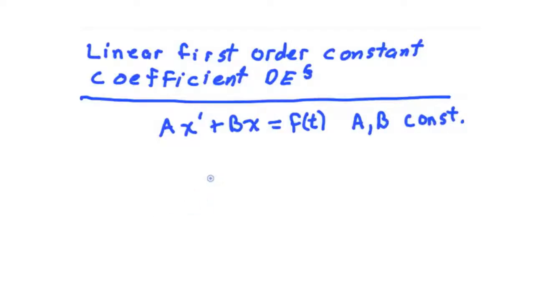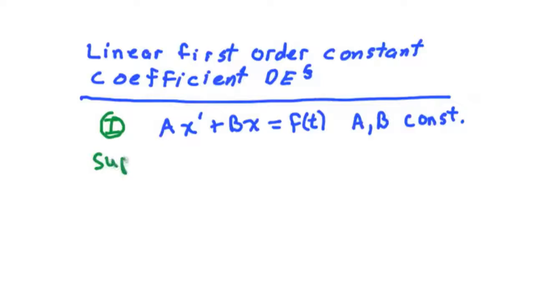Let's be clear what we're trying to do here. f of t will always be some known function, like e to the 2t or cosine of t. And to solve the equation means to find the unknown function x of t. Now, let's give this equation a name. I'm going to call it I.